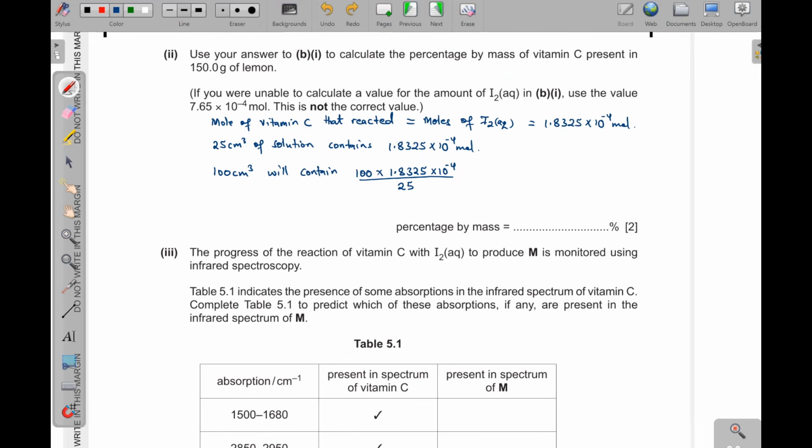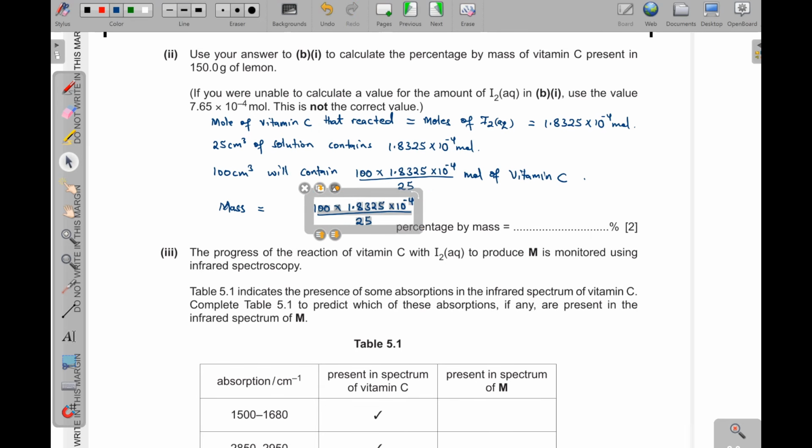Then after that, those are the moles which we are going to have of vitamin C. Then from there, we are going to get the mass. You know that moles are equivalent to mass over MR. So if I want mass, then I will get the moles times the MR. So I'll get our mass here, which is going to be what we have gotten here.